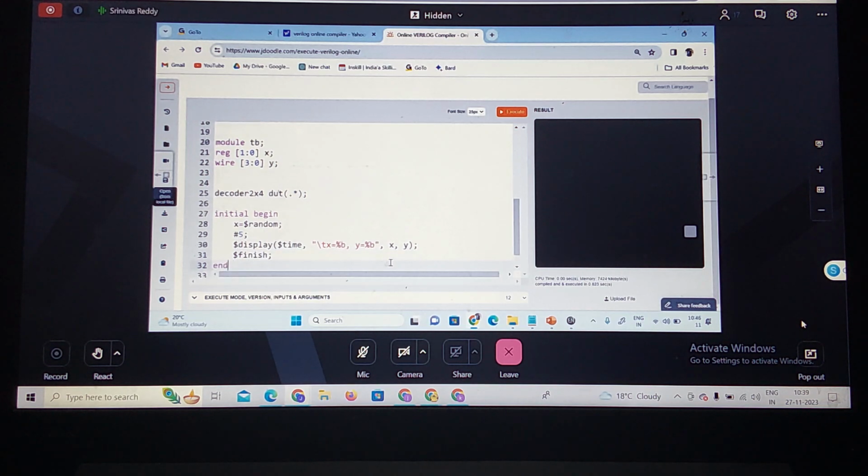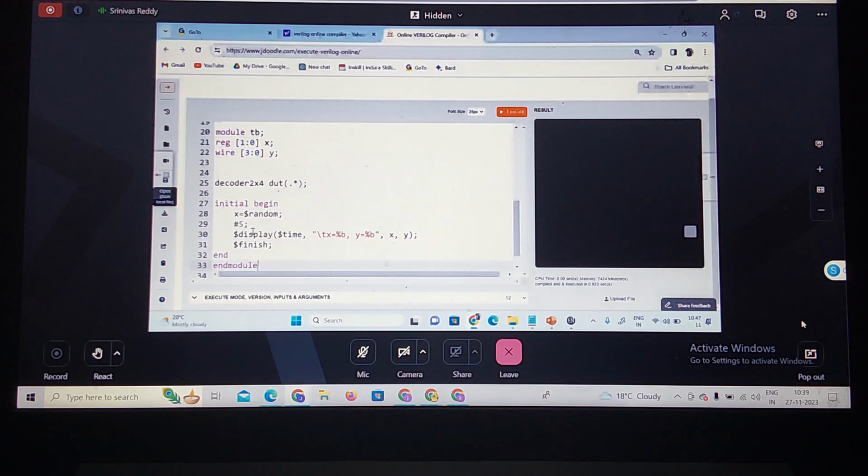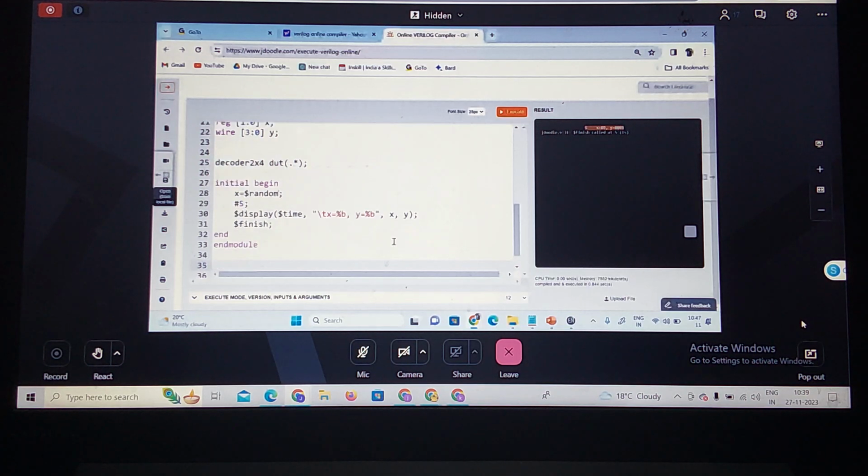Correct. So I am not using the repeat keyword, so this will run only one time. Now let us run this code. You can see X is 0, 0, X0 and X1 are 0, 0. What does it have to decode? 0, 0, 0, 1. Correct. Now I am going to repeat this.